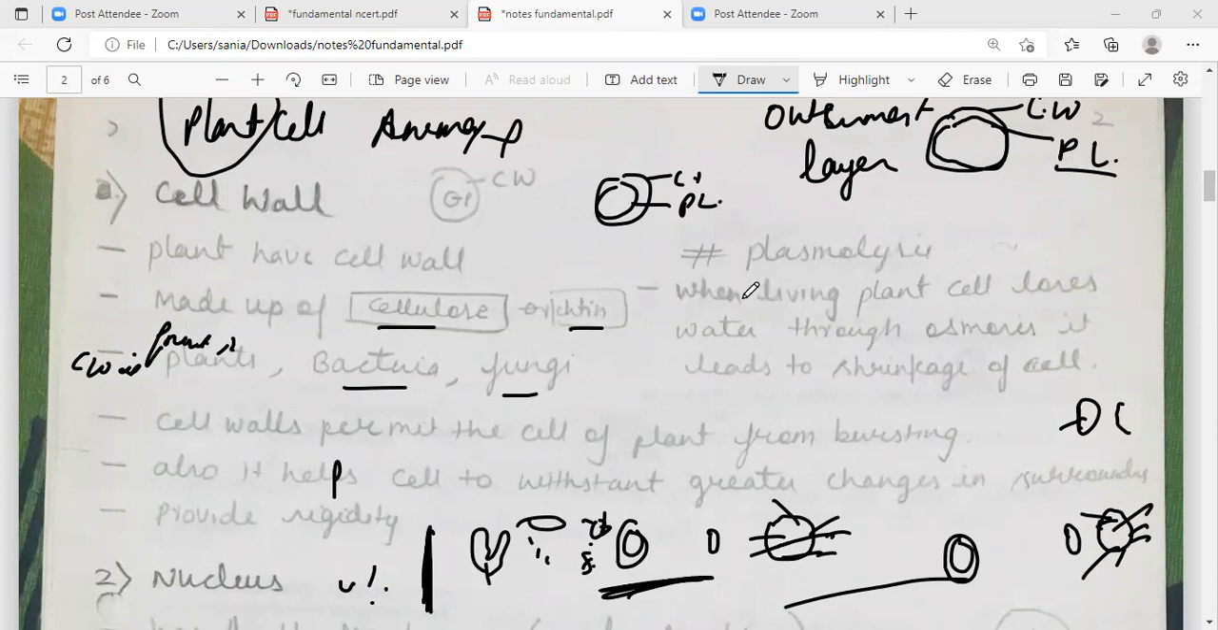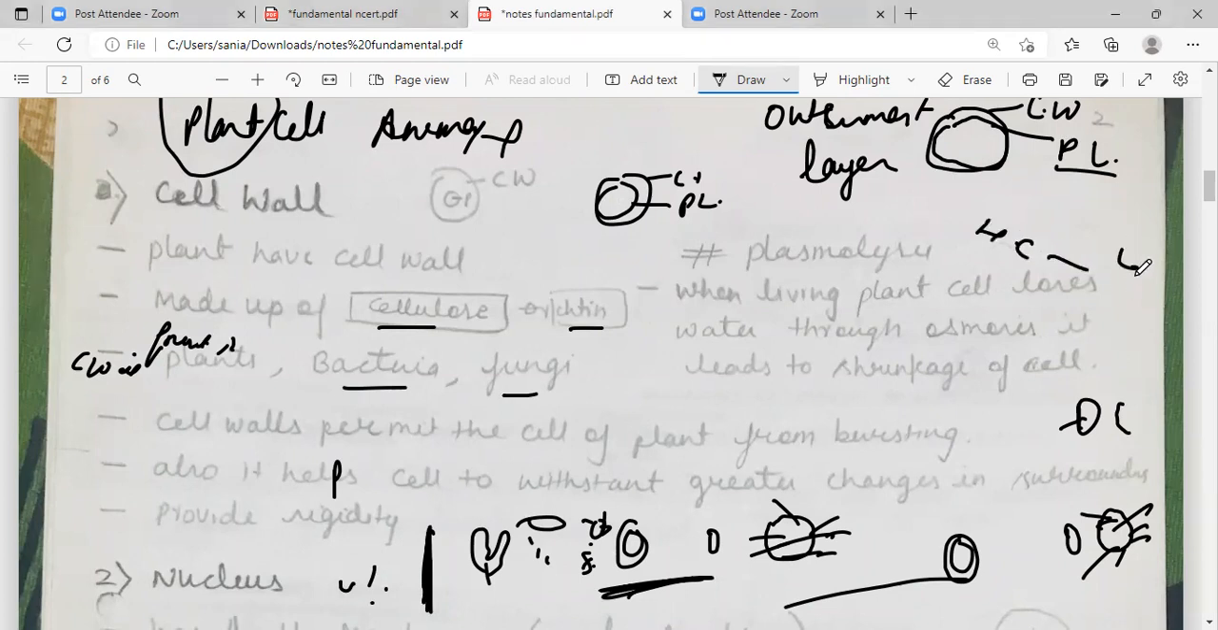Plasmolysis. Ma'am, what is plasmolysis? So when a living plant cell loses water through osmosis. Osmosis is basically from higher concentration to lower concentration, right? But it is always in liquid, right? So it leads to shrinkage of the cell. So basically what is happening? For example, water is moving from higher concentration to lower concentration.